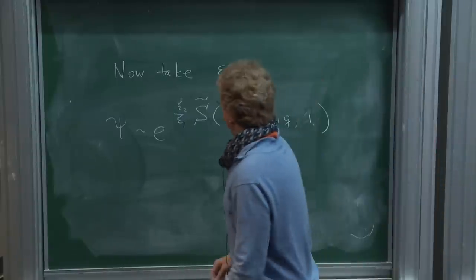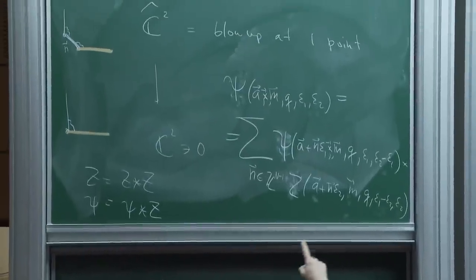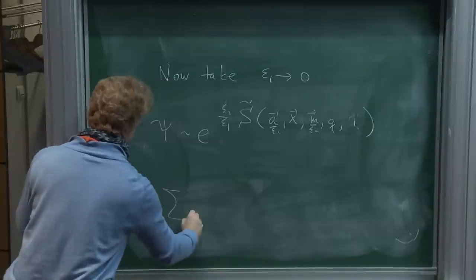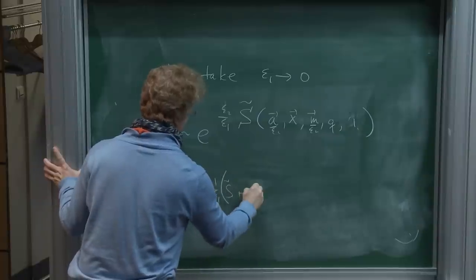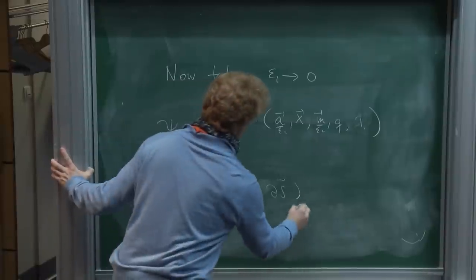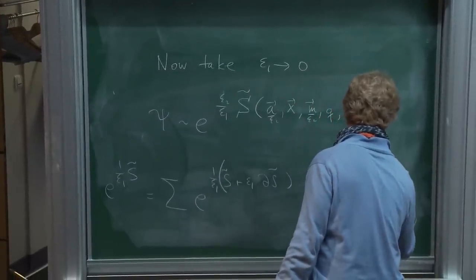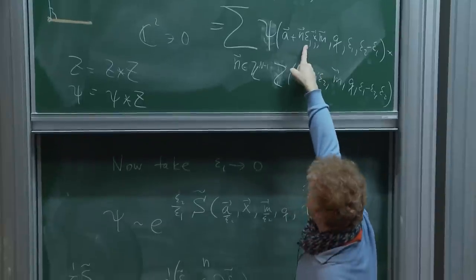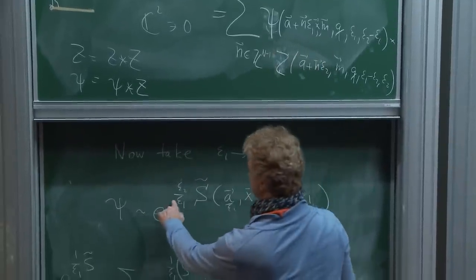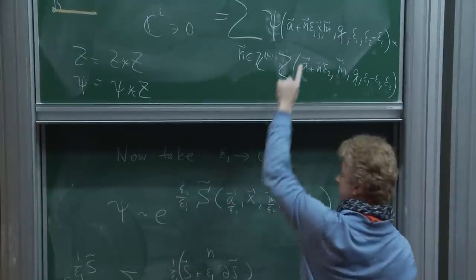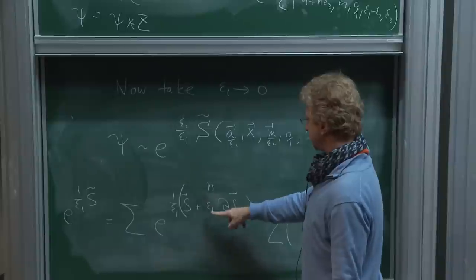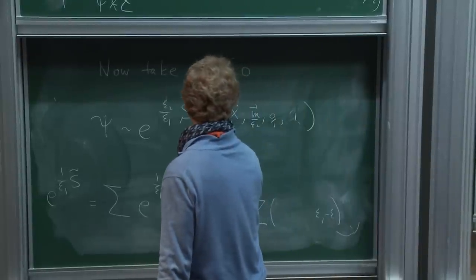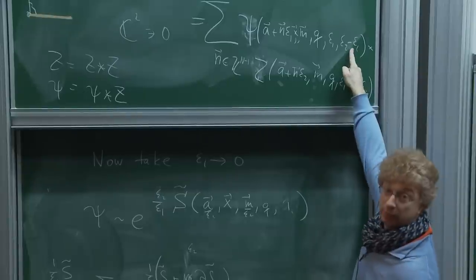Same thing. And now, the left-hand side has this exponential form. The right-hand side has the form, plus n. You see, epsilon 1 is now a very small parameter. So my psi is exponential of something divided by epsilon 1 times s, but the arguments are shifted by something small. And so that will produce the derivatives of s with respect to parameters, and these derivatives will be multiplied by n epsilon 1, or by epsilon 2, because here my epsilon 2 is shifted by epsilon 1 as well.